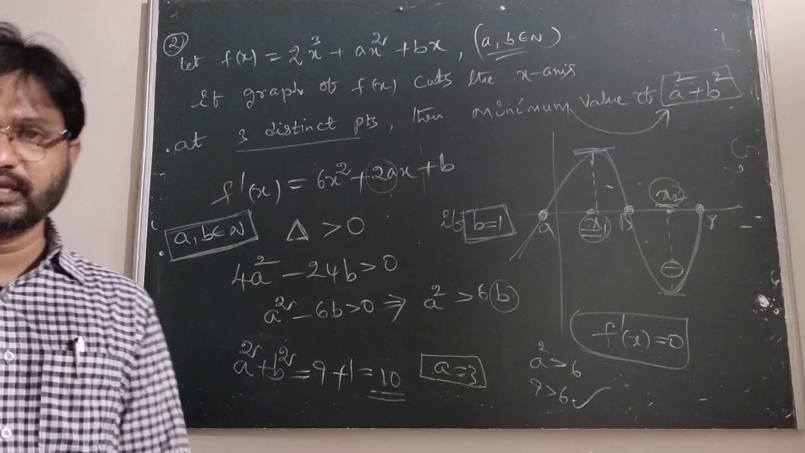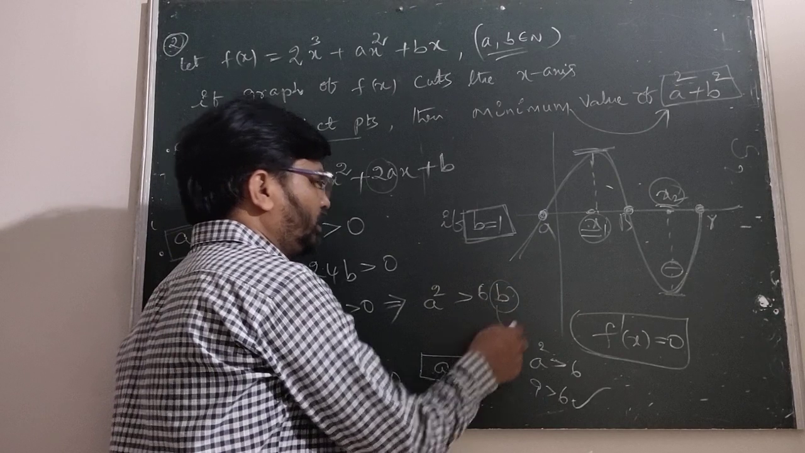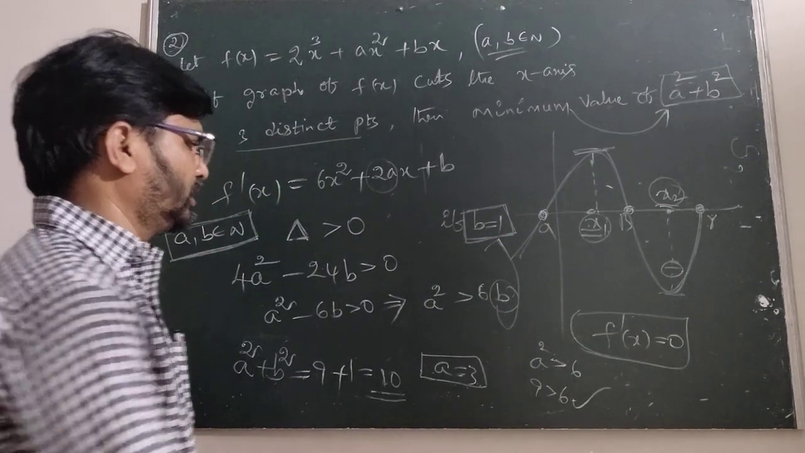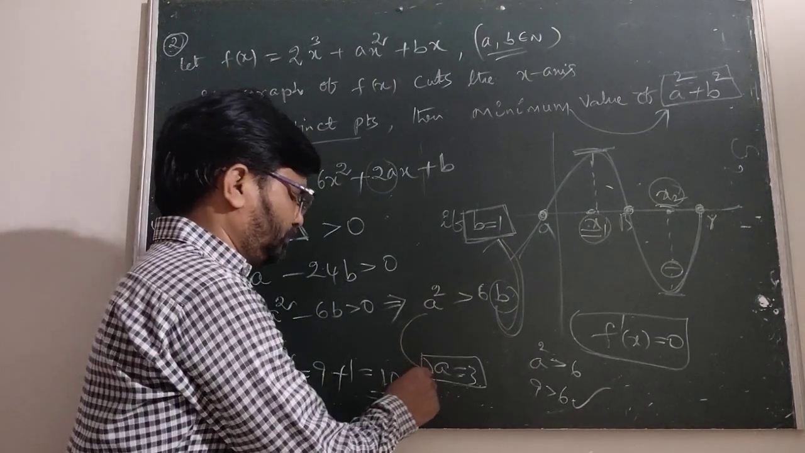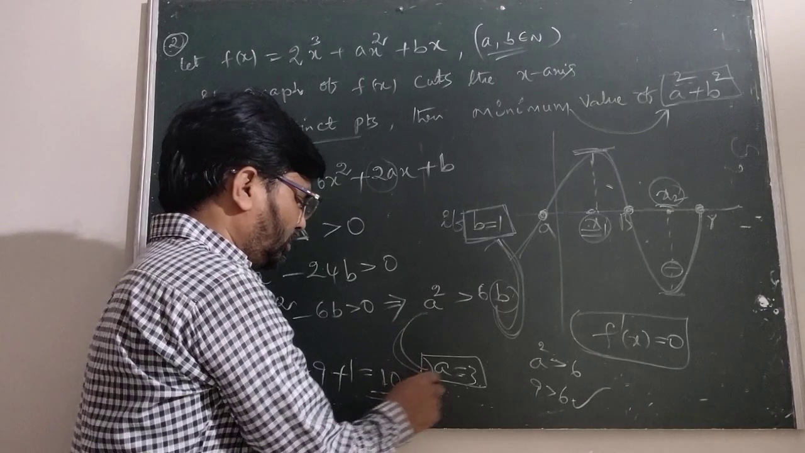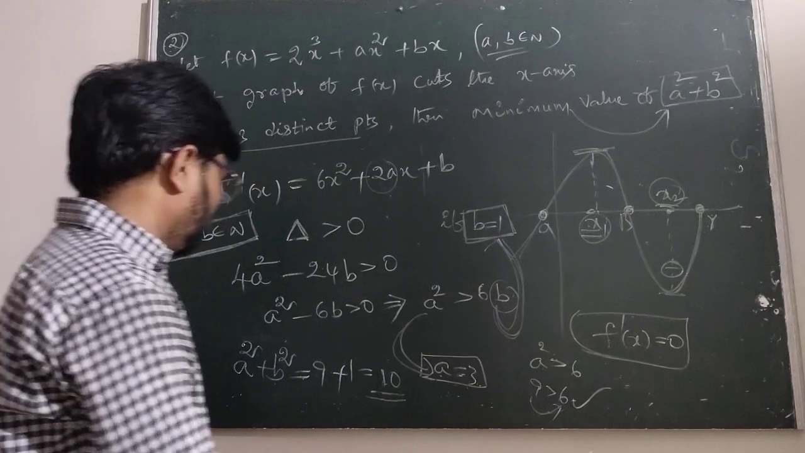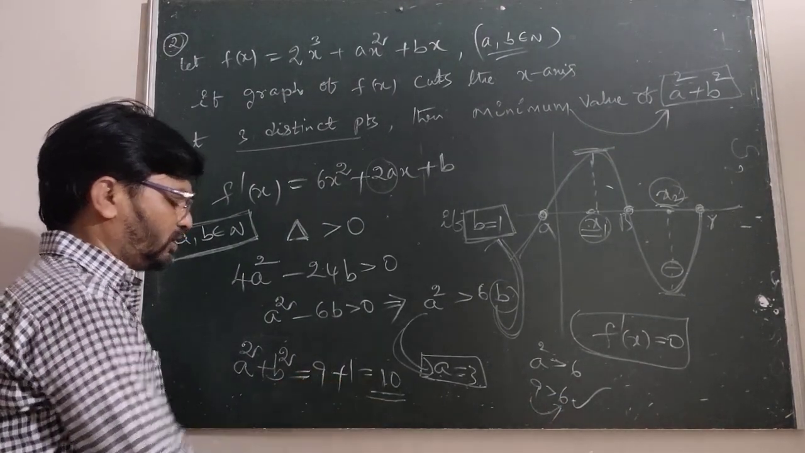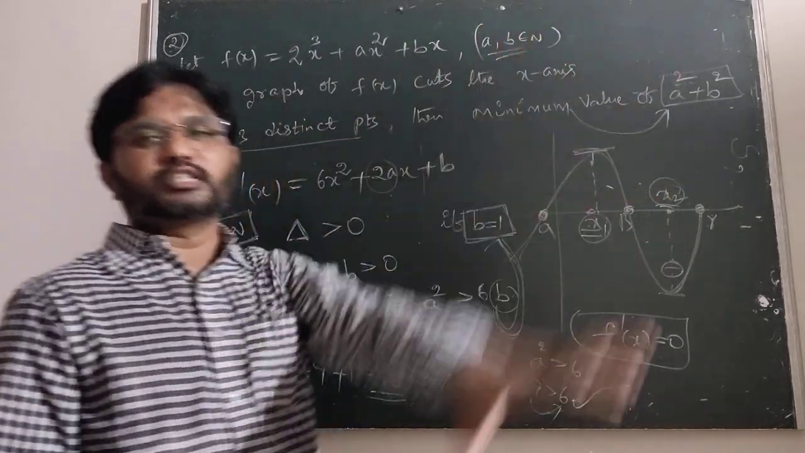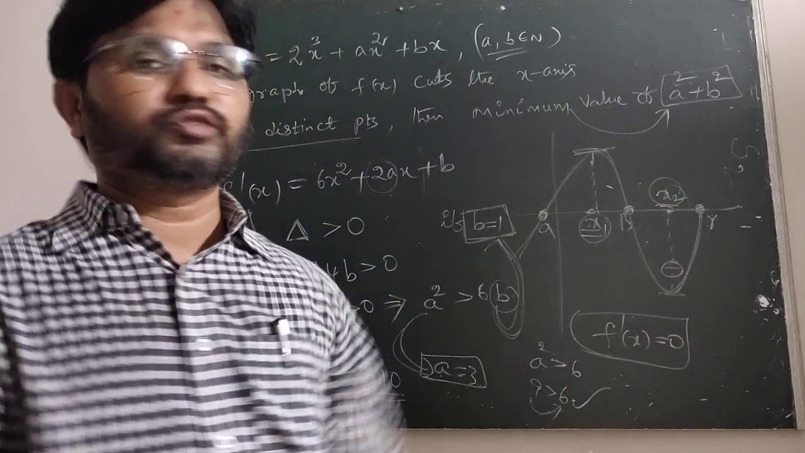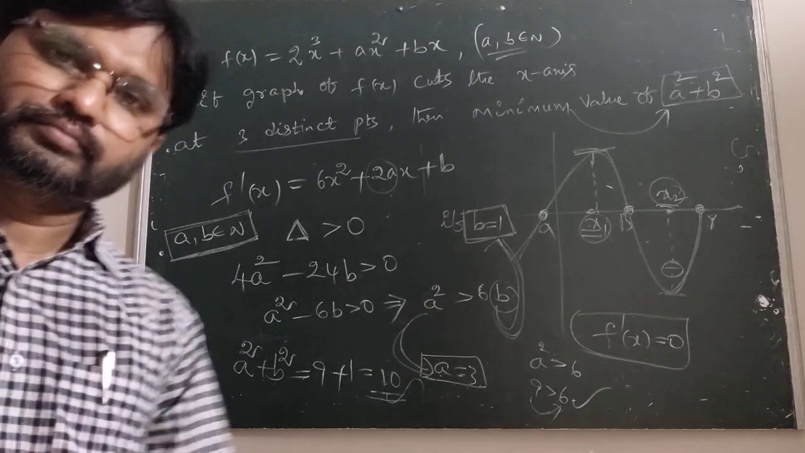Understand? Here we are using logical thinking. When you get a square greater than 6b, if you take the least value of b as 1, undoubtedly a gets 3, that is the least value of a. Therefore 9 is greater than 6. Therefore, a square plus b square is 9 plus 1, which is 10. We are taking only natural numbers. Given that a and b belong to the natural numbers, the minimum value of a square plus b square is 10. Okay. Right.